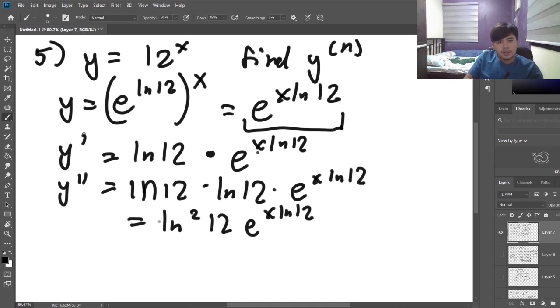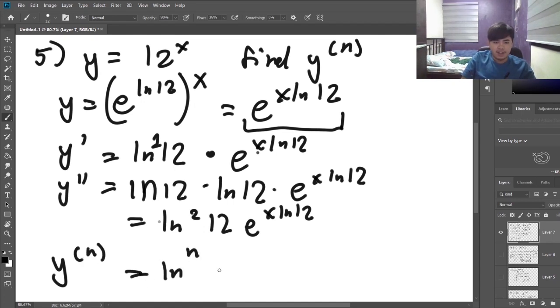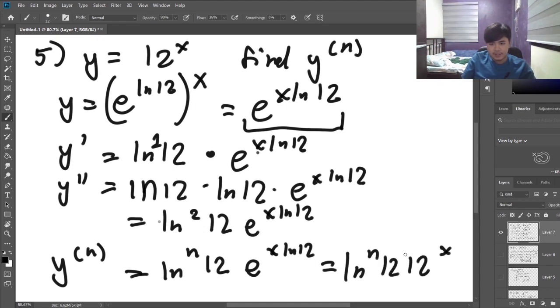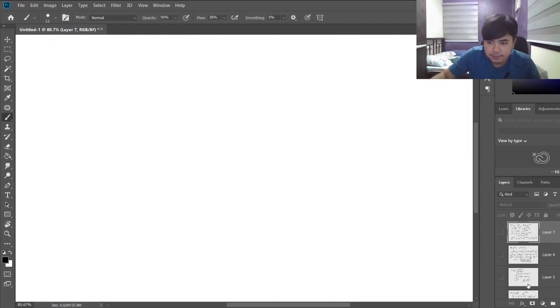You can see, right? First derivative, there's power 1 here. Second derivative, there's power 2 here. Would it be a surprise if in the third derivative it's the third power there? No. So we can say that the nth derivative of y is ln to the power of n of 12 times e to the x ln 12. Or if we want to be clean, this is ln to the n of 12 times 12 to the x. There we go. So just put the n there, and that's the nth derivative for you.